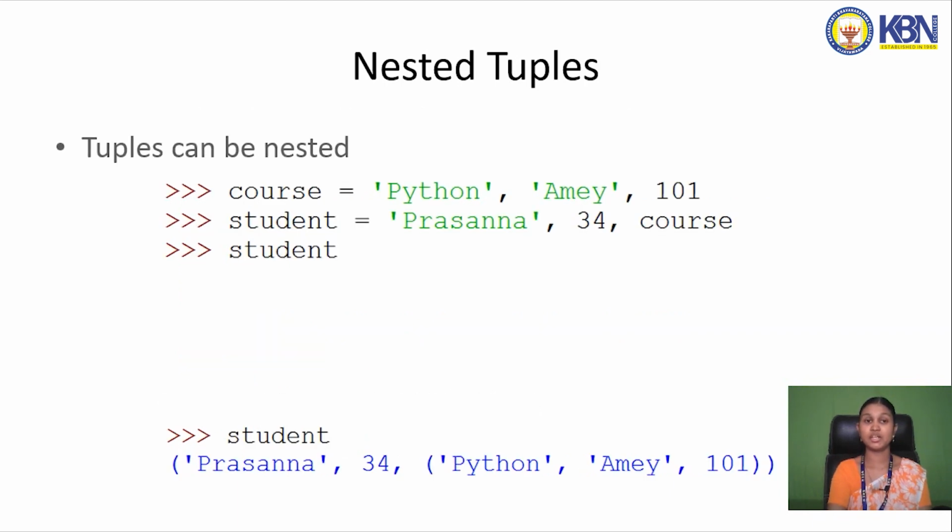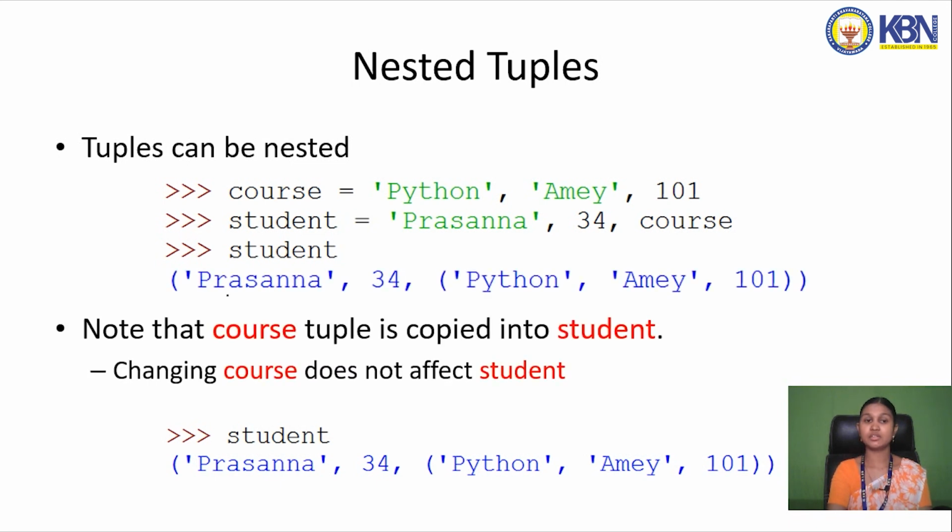The next one, nested tuples, means a tuple within a tuple itself. Here a tuple is copied into student. Here I am giving two values, one is the course and one is the student. Here student and course will be combined. Let's see, these two values will be concatenations of the tuples.